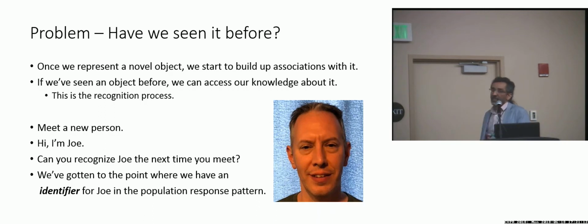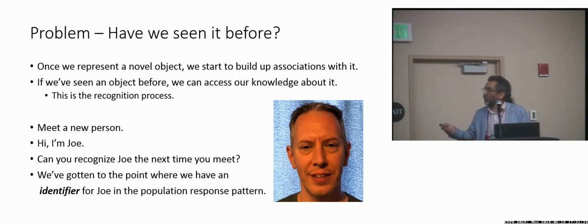So then that leads to the real task for object recognition. What we have up to now is a representation for an individual object. But recognition involves memory processes. Once you represent a novel object, you want to start building up associations about it. If you've seen an object before, you want to access your knowledge about it. These go into the recognition process.